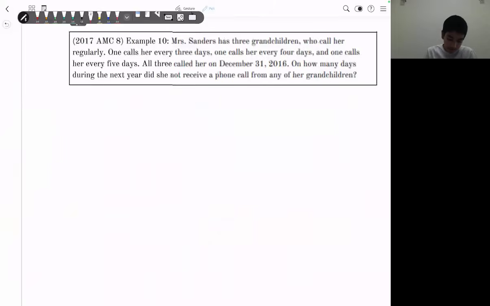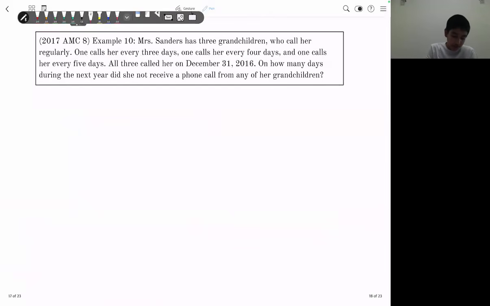Now I'll move on to this tricky problem again. Mr. Sanders has 3 grandchildren who call her regularly. One calls every 3 days, one every 4 days, and one every 5 days. And all 3 called on December 31st, 2016. How many days in the next year did she not receive a phone call from any of her grandchildren?